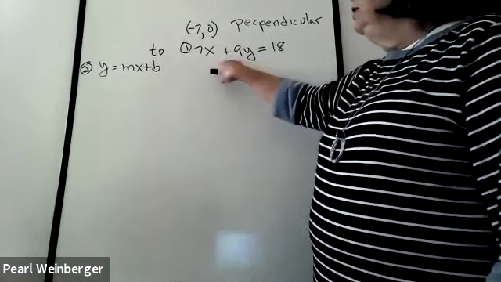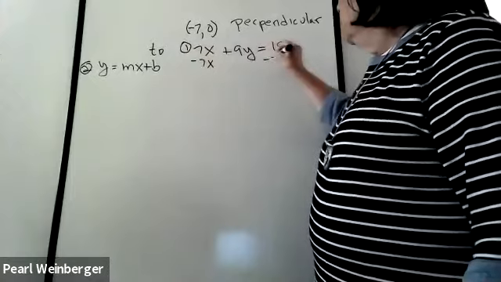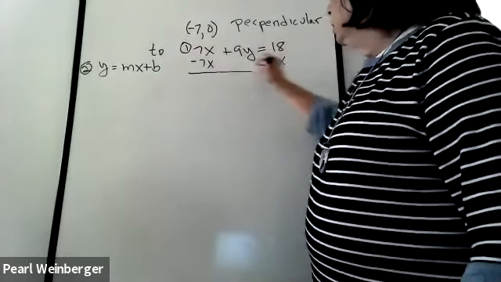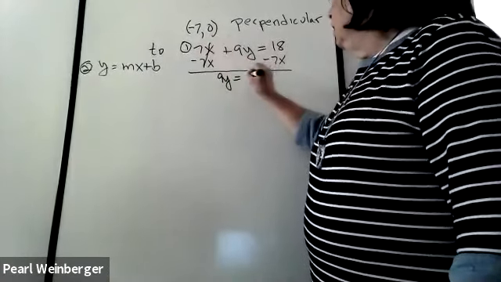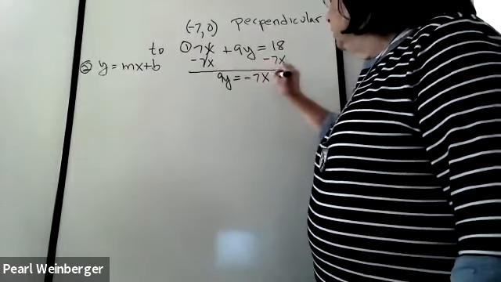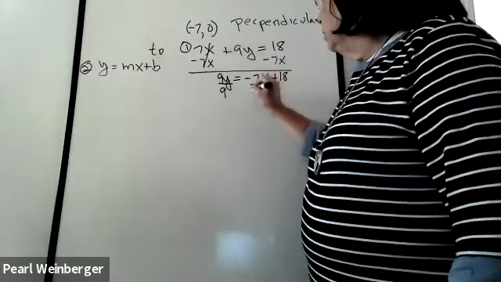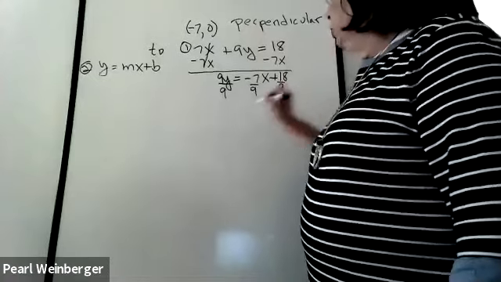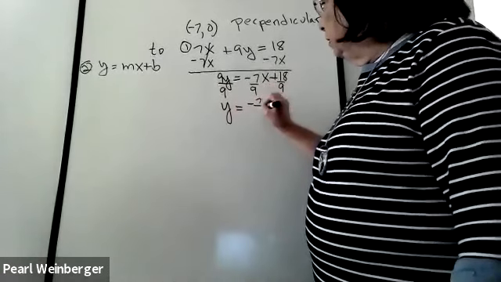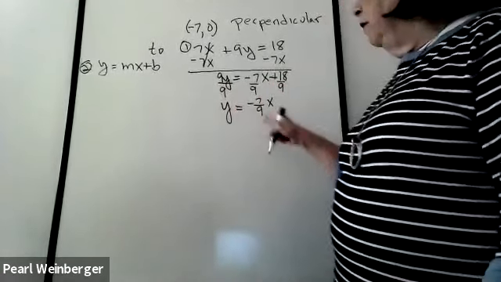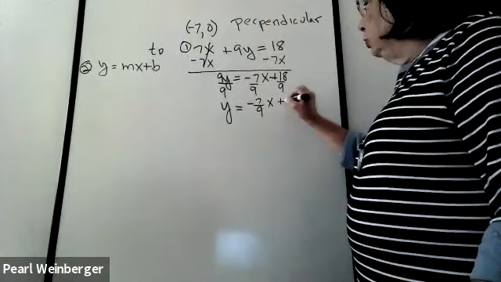So putting this in the y equals mx plus b form, I'm first going to subtract some x from both sides, which will give me 9y equals -7x plus 18. And then I'm going to divide by 9. So this gives me y equals -7/9 x. The coefficient of the x is -7/9. And 18 divided by 9 is 2.